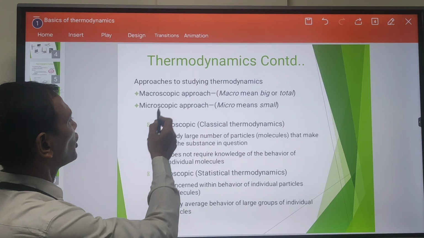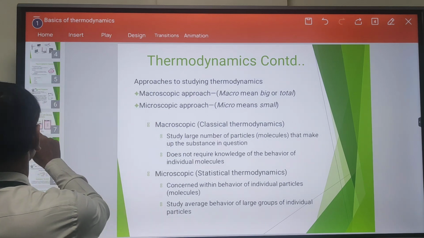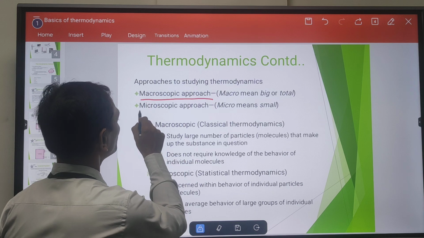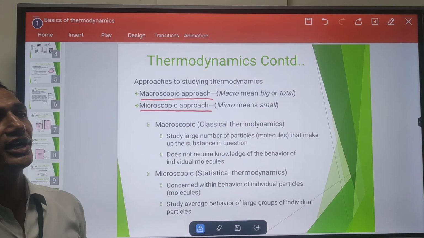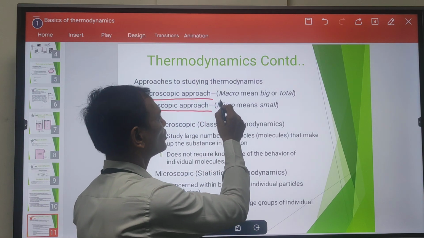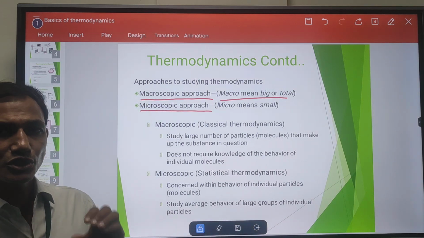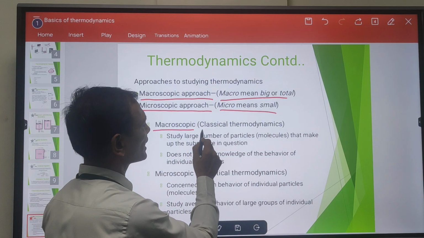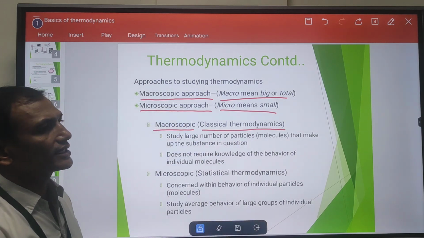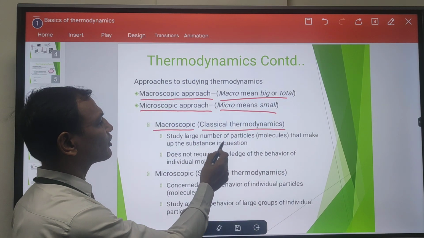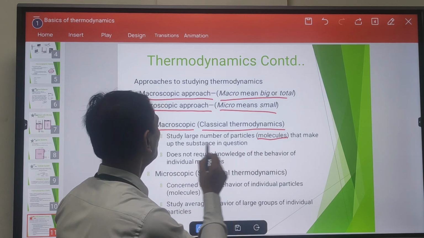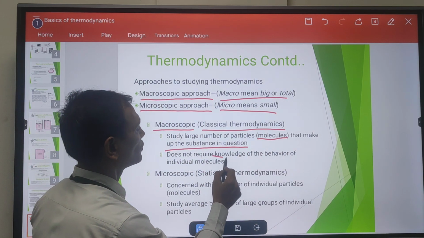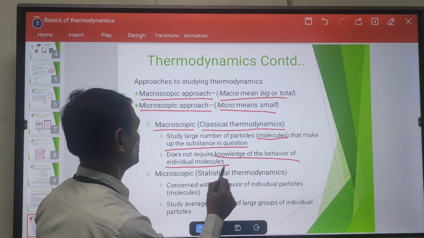And approaches to studying thermodynamics. Thermodynamics has two types of approaches: first, the macroscopic approach, and second, the microscopic. Macro means big or total, and micro means small. The macroscopic approach is also called classical thermodynamics. Classical thermodynamics studies a large number of particles, meaning the molecules that make up the substance in question, and does not require knowledge of the behavior of individual molecules.